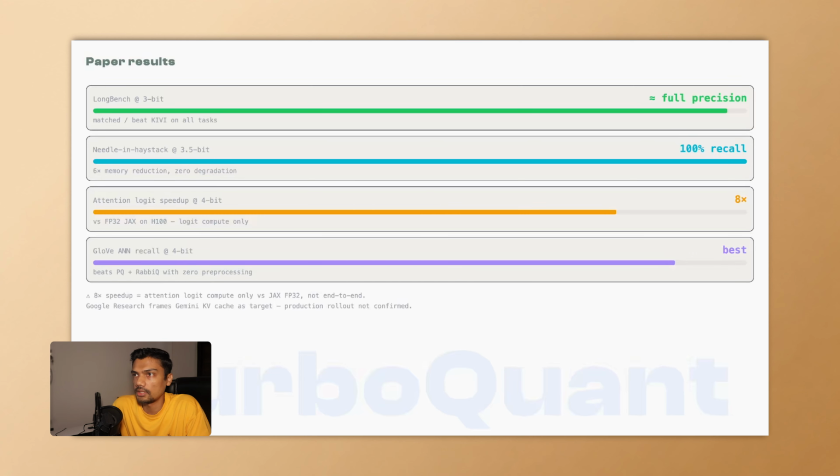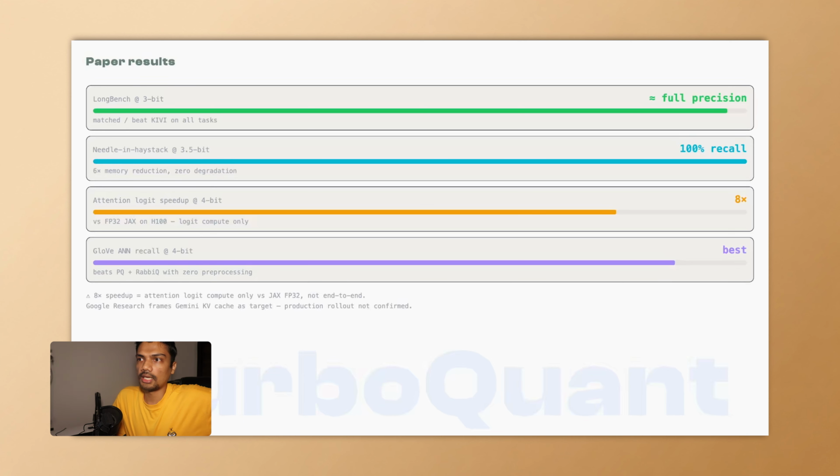TurboQuant, with zero preprocessing and a completely data-oblivious codebook, achieved superior recall ratio at every bit width tested. It beats methods that had the advantage of seeing the data. This is the point the paper is making: the theoretical optimality of the approach overcomes the advantage of data-specific tuning.